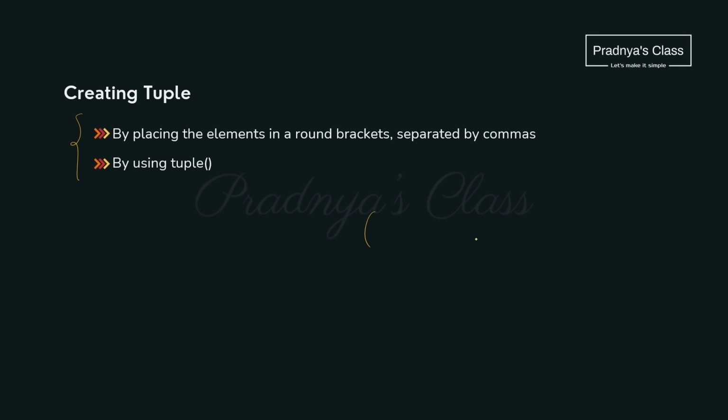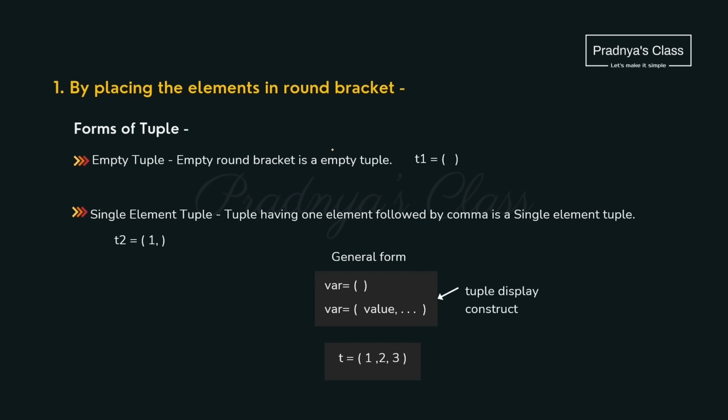Generally we enclose the elements in round brackets separated by commas, or you can use the tuple constructor to create a tuple from another sequence. If you want to create an empty tuple, you write empty round brackets. But make a note of it. If you want to create a single element tuple, you write one element followed by a comma.